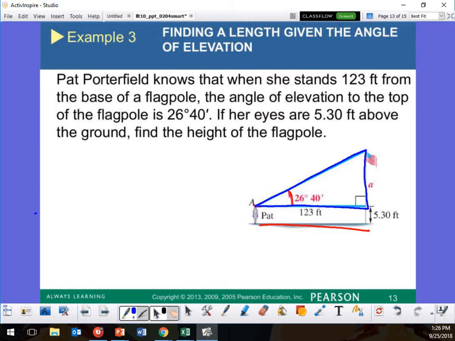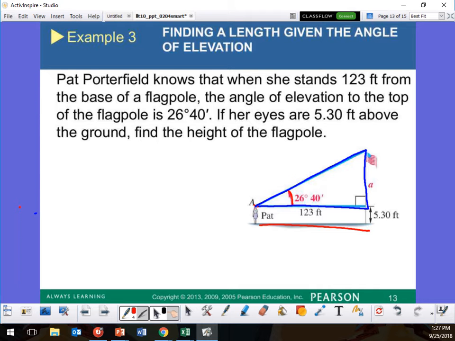So when I am done, am I going to have to add a value or take away a value? Add, because we're trying to figure out how tall it is, right? Because it's already starting off the ground, so therefore I'm going to have to add some more height to it. Okay? Which would be the 5.3. So now, let's try and figure out.